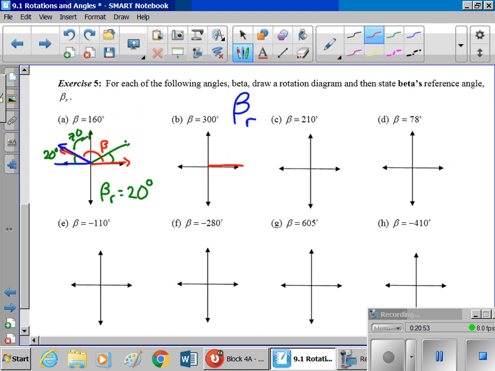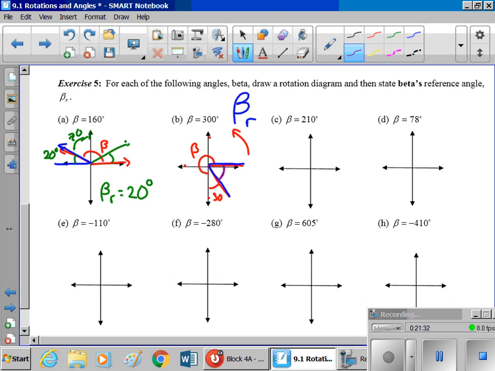Here we have the initial ray. We're going 300 degrees in the positive direction. You wind up with 90, 180, 270, and 30 degrees further. And this whole thing is going to be beta. So we need to find the positive acute angle between our terminal ray and the x-axis. Well, 300 degrees is definitely not less than 90, so that beta definitely can't be it. So it's going to be this length.